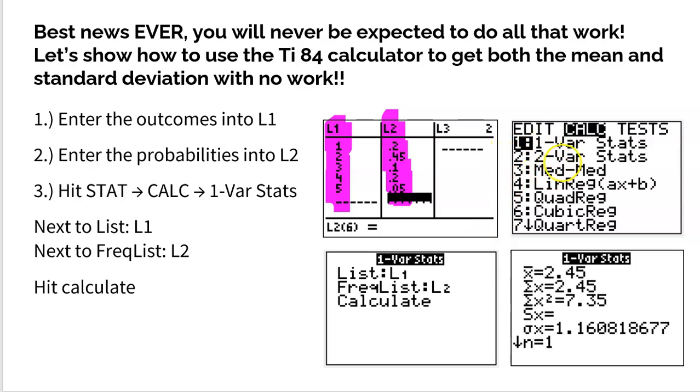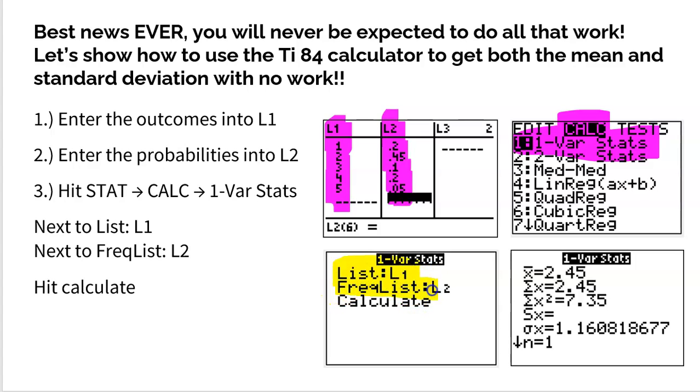Then you're going to hit Stat again. This time slide over to Calc in the middle and select one variable stats. Now here's where there's a key difference you really got to pay attention to. When you click on the one variable stats, the first thing you got to do is tell it where the outcomes are. That's your list. The outcomes are in list 1.